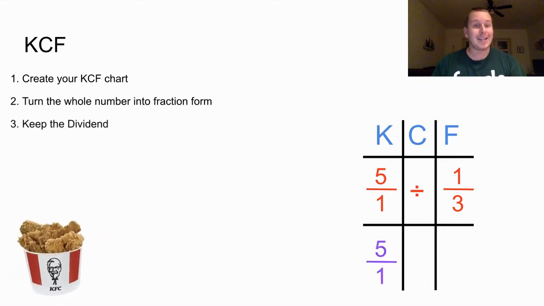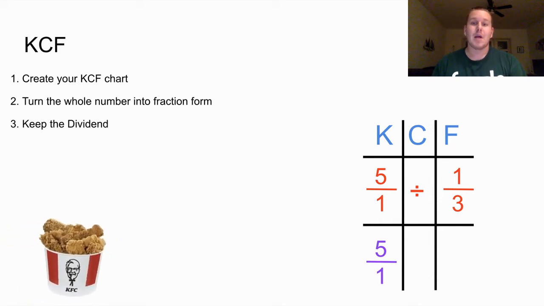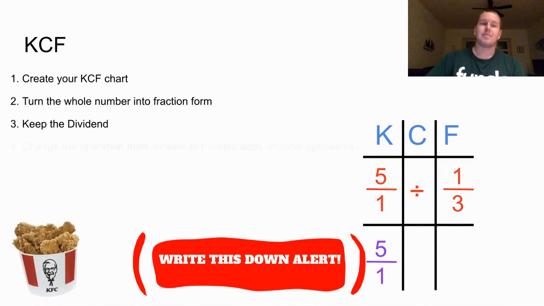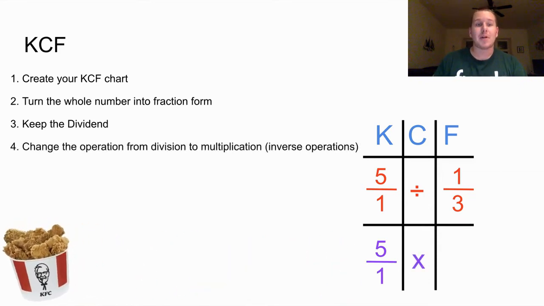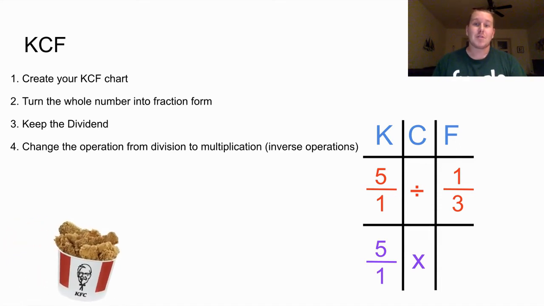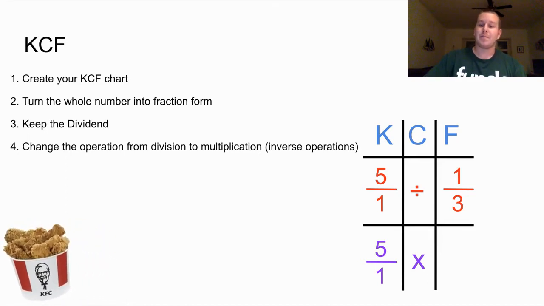Number 3, we're going to keep the dividend. And remember, the dividend is the first number in a division problem. So the dividend was 5/1, and it's going to stay as 5/1. Next, we're going to change the operation from division to multiplication, or do inverse operations. So in the C column, we change the division into a multiplication symbol.